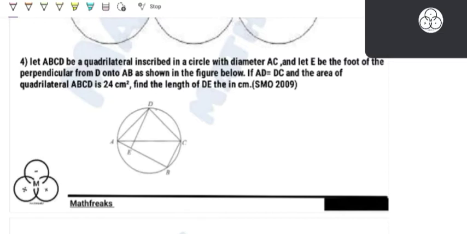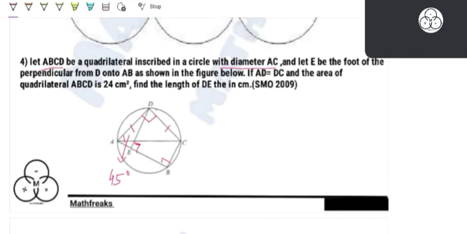So ABCD is a quadrilateral inscribed in a circle with diameter AC. AC is the diameter. So the angle subtended by a diameter on a circle is what? 90 degrees. And E is the foot of the perpendicular from D onto AB. Fine. There must be similarity because all are 90 degrees. AD equals DC. That means these angles are 45 degrees, right?